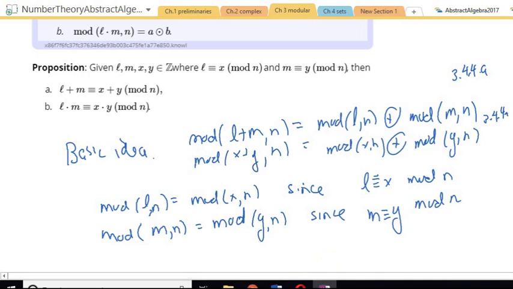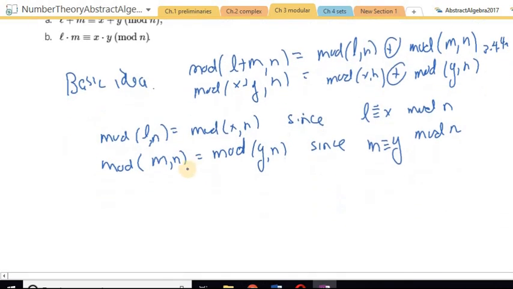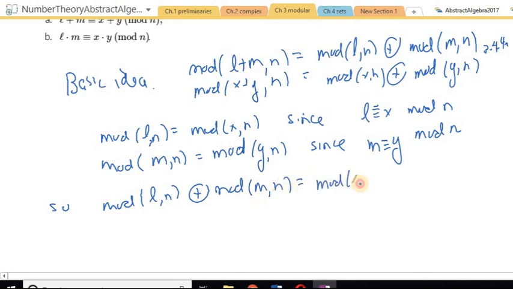Okay. All right, so that tells me that mod L n plus mod M n is equal to mod X n plus mod Y n. And all this is, I'm just substituting, right? I can just say that's substitution.